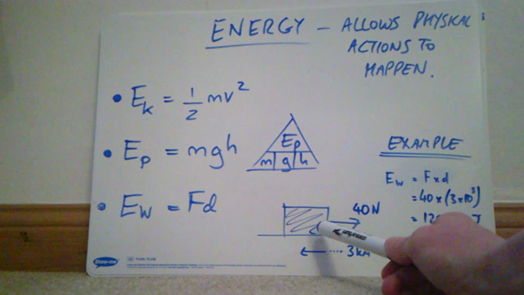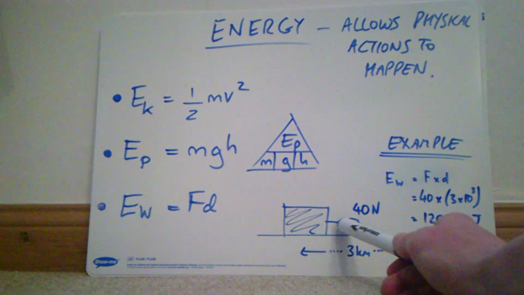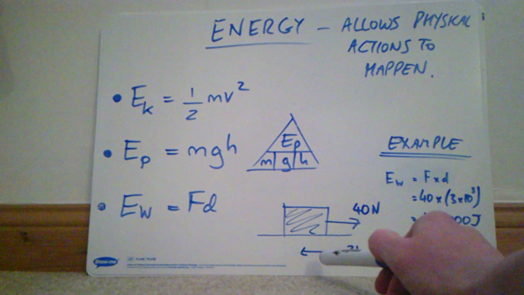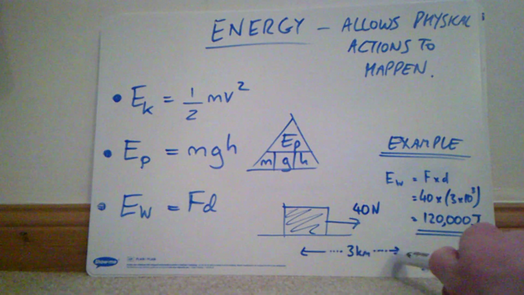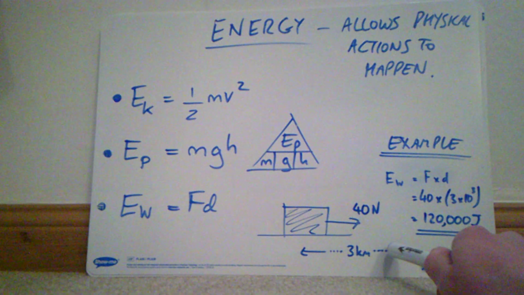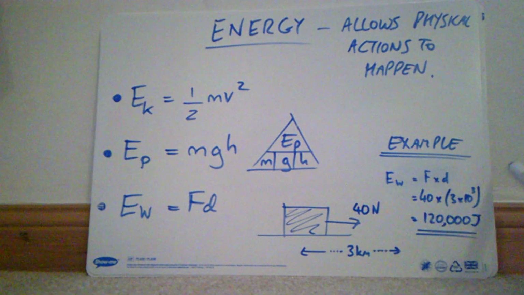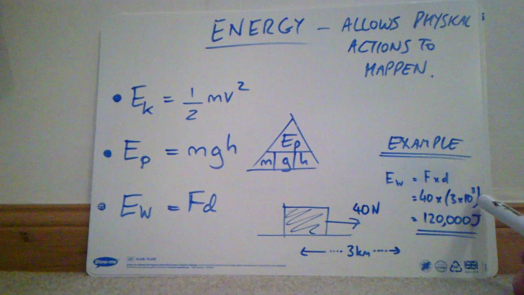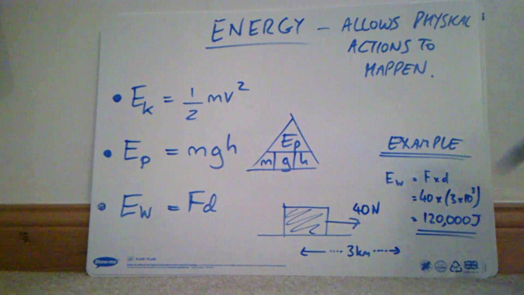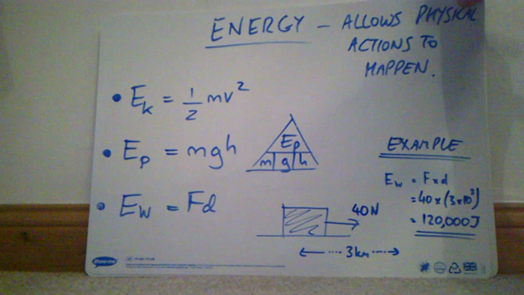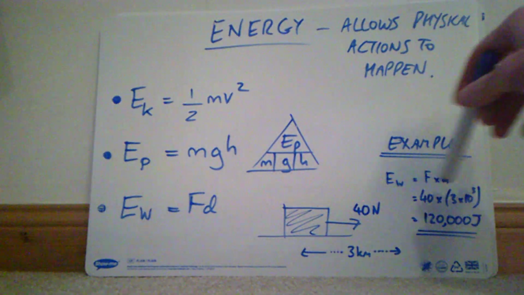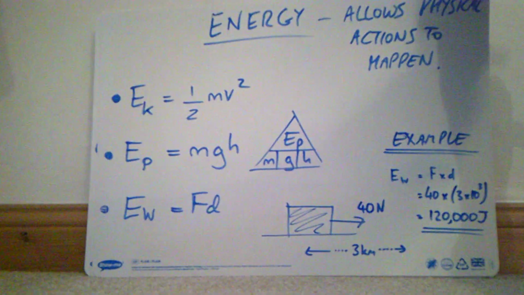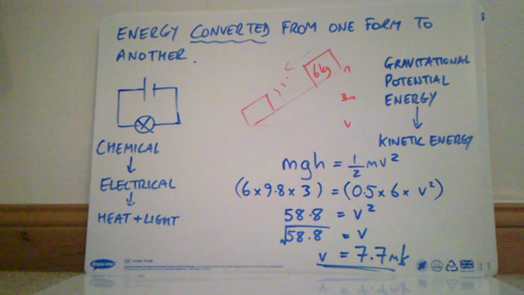So if you've got something and you're applying a force of 40 newtons to it, and you're doing that for 3 kilometers, what's the physical energy involved? What's the work energy involved? What's force times distance? Force is 40, distance is 3 kilometers, which is 3 times 10 to the power 3, and we get 120,000 joules. Just gave you an example for that one because that's the one which people find a bit tricky.